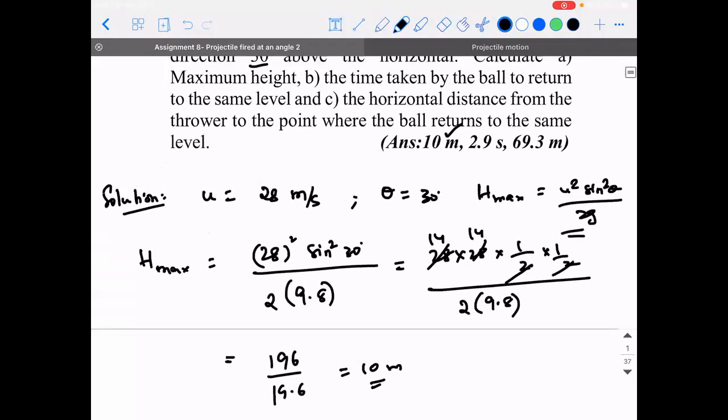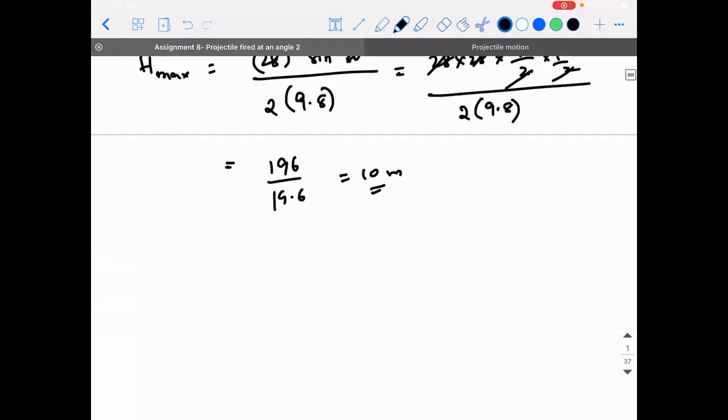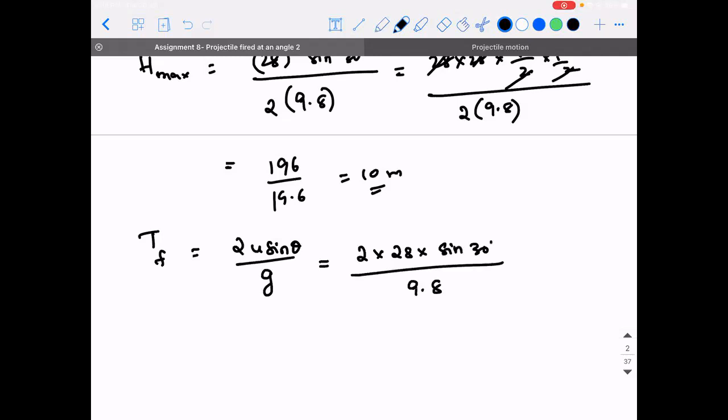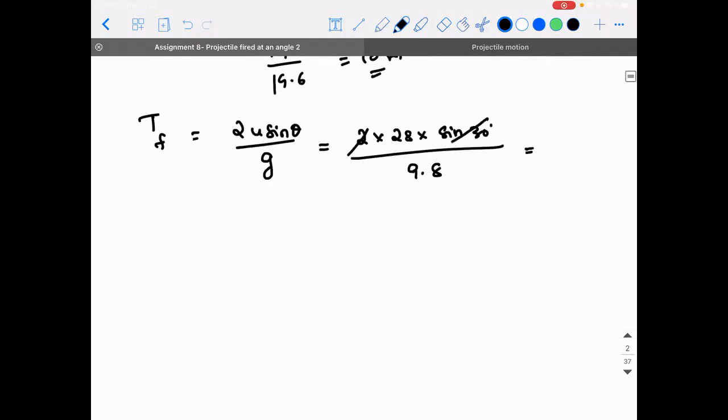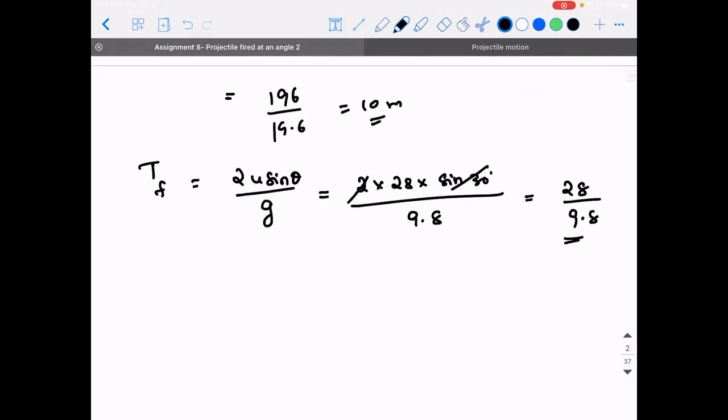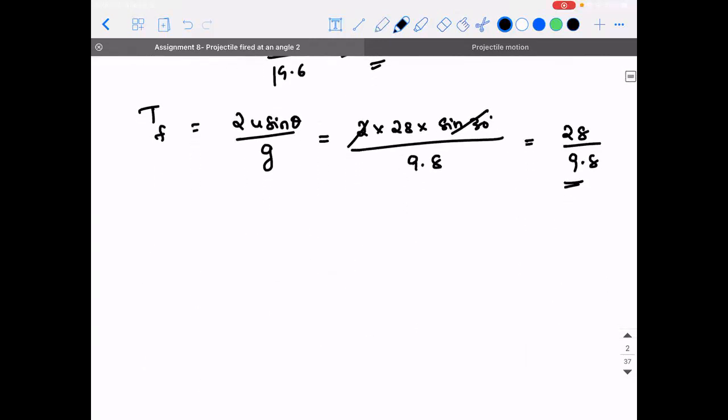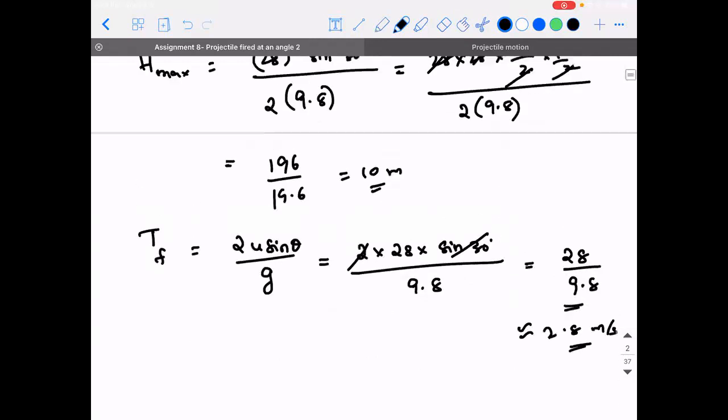Then what about the time taken by the ball to return to the same level? They're asking the time of flight. That is 2u sine theta divided by g. So 2 into u, which is 28, into sine of how much? 30 degrees, divided by g, which is 9.8. So 2 and sine 30 will get cancelled. 28 divided by 9.8 will give you the answer. It is approximately equal to 2.8. I can actually make it 2.9 also, because 28 by 10 is 2.8, and 28 by 9.8 will be slightly greater than that.